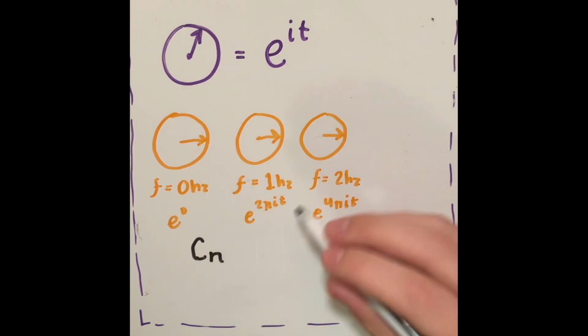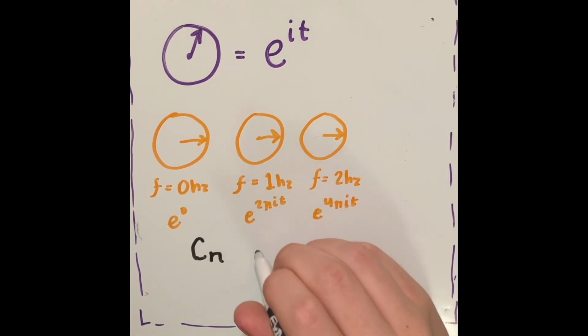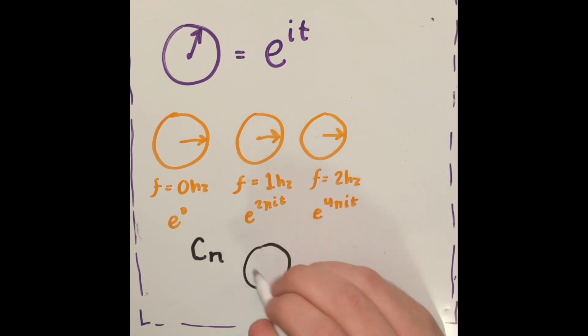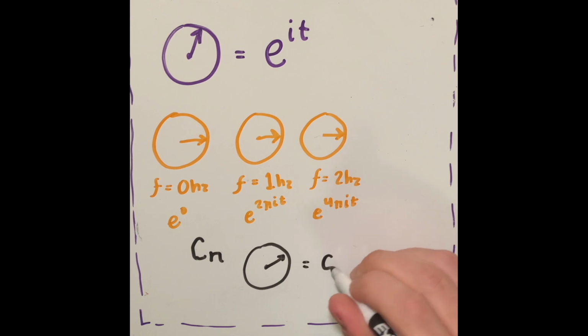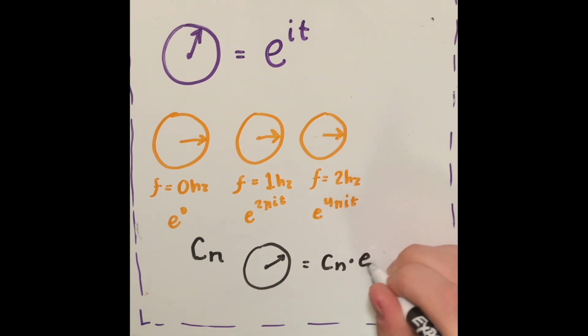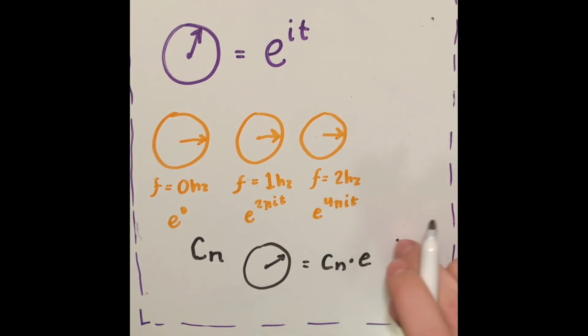To summarize, since we know that we can represent a complicated function f of t with an infinite sum of sines, and we can equate a sine wave to a rotating vector with the equation c sub n times e to the n times 2 pi it, then f of t can be equated to an infinite sum of such terms. We are so close to a basic understanding of Fourier series.